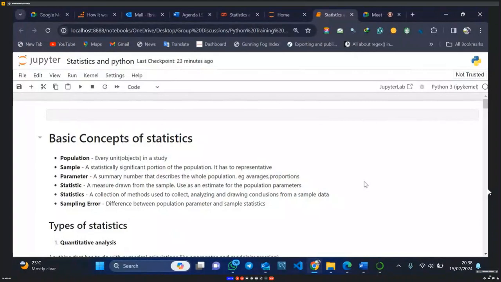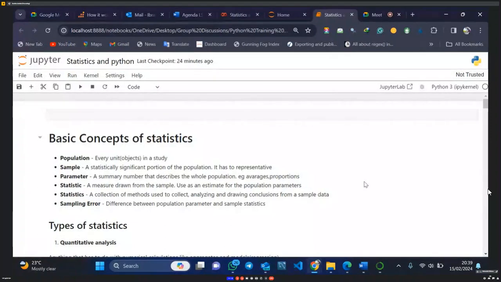So the basic concepts that we're going to look at today are population, sample, parameter, statistic, statistics, and sampling error. So we start with population. When you talk about population, we mean every unit or object in a study. So that is the population. For example, the population of Kenya. And then a sample will be a statistically significant portion of the population. It has to be representative.